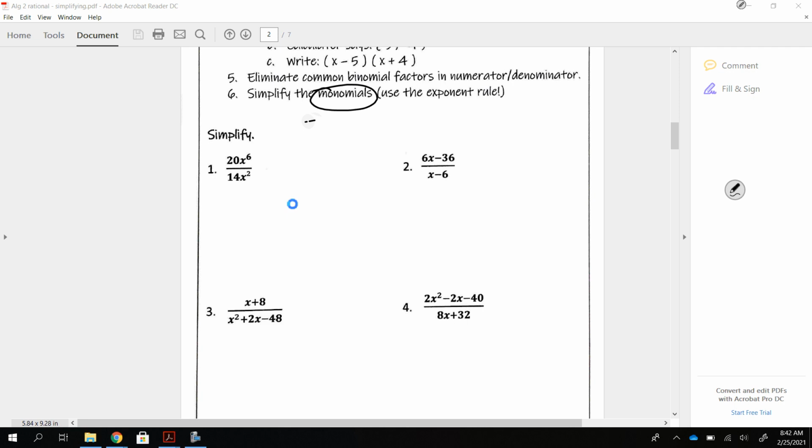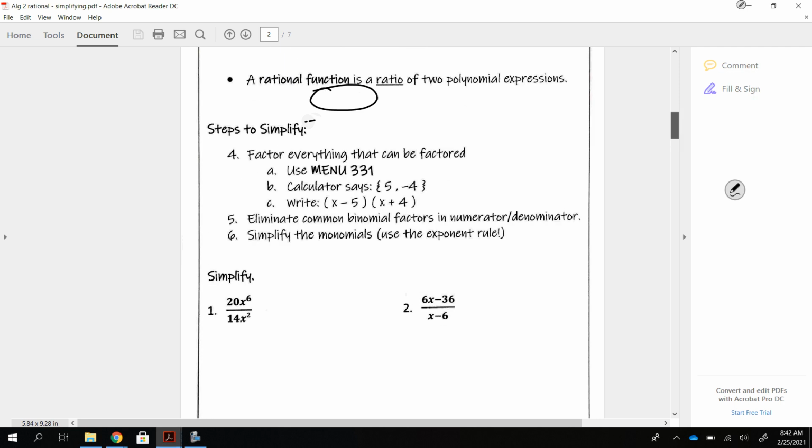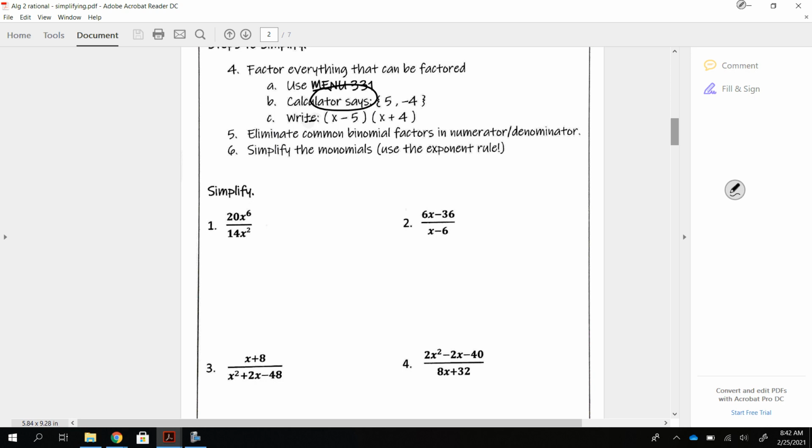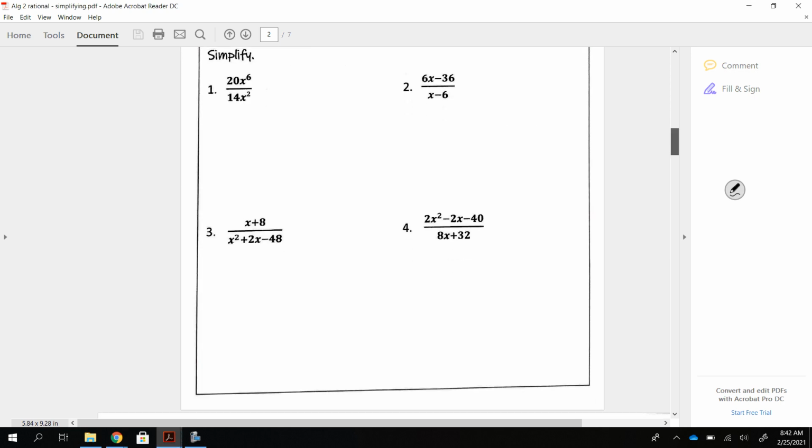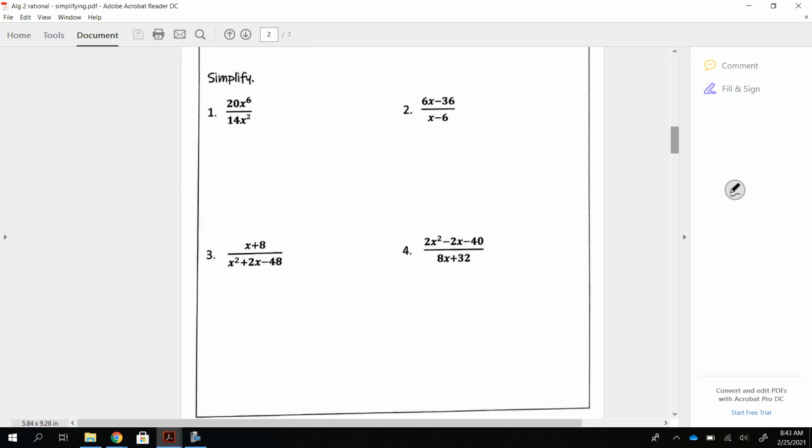All right, this is where we see number 2. We look at the top, we have 6x minus 36, and down below we have x minus 6. Watch this. We're going to find the greatest common factor up top. We're going to remember, up here it says factor everything that can be factored. So we can, on number 2, take out a GCF at the top. 6x and 36 can both be divided by 6. Let me switch colors so we can see better. They both can be divided by 6. Let's see what we're left with.